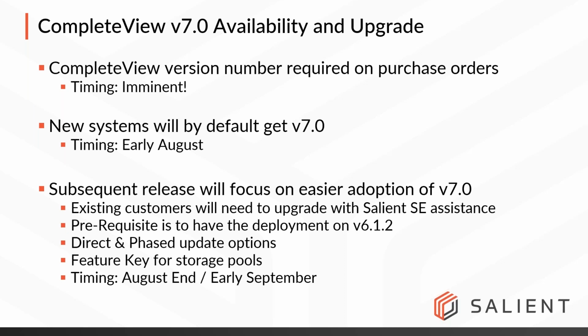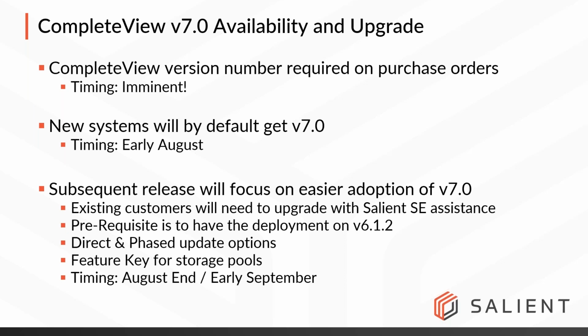Subsequently, we're going to focus a lot on making version 7.0 easier to adopt for existing customers. This includes a set of tools that make that migration process a little bit easier. We're also going to have some documentation, checklists, and other resources to make that upgrade process easier to plan and execute. We plan to have these resources available and ready near the end of August so that by early September, our existing customers can successfully and smoothly start upgrading to version 7.0.